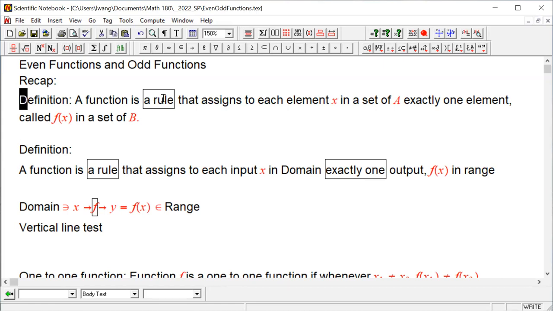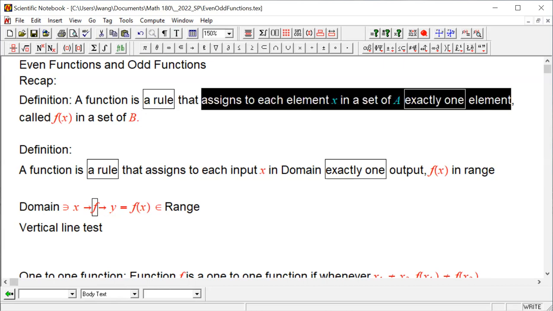A function is a rule, right? So we've been discussing many different rules. A function is a rule that assigns to each element x in the set A exactly one element called f of x in the set B. And for the rule to be a function, we have this very specific requirement, which is for each element, right?